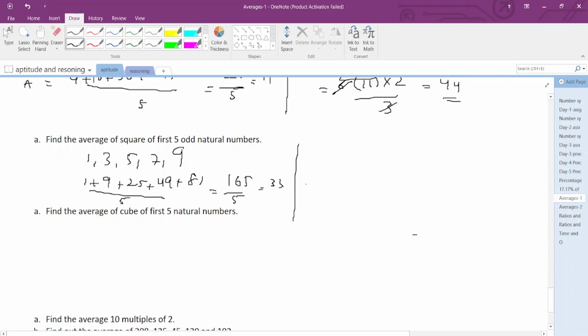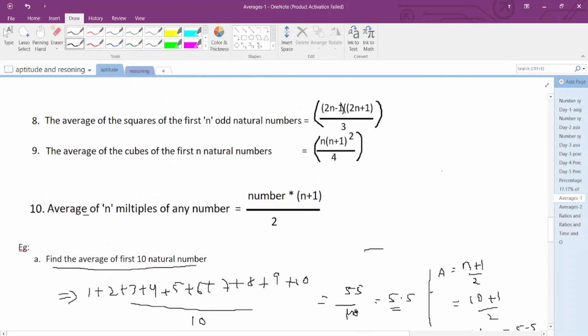Now, in the same way as I told earlier, for up to 5 we can do it in this way, but what about up to 10? If you ask up to 20 or up to 100, in that case you have to remember the formula: 2n minus 1 into 2n plus 1 by 3, with n equal to 5. Substitute: 2 5s are 10, minus 1 is 9, and 2 5s are 10, plus 1 is 11, by 3. 3 3s are 9, 3 11s are 33. Got it, right? Both cases gave the same answer. So in this way you can use it.